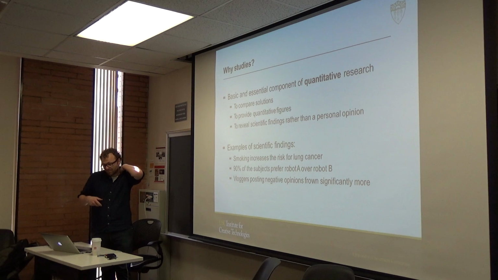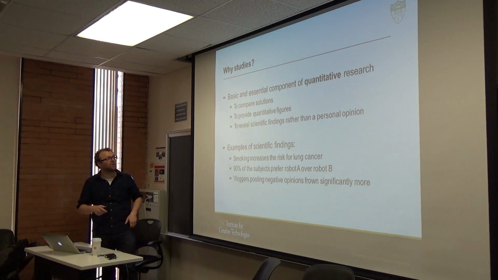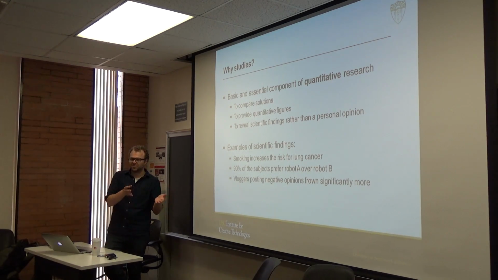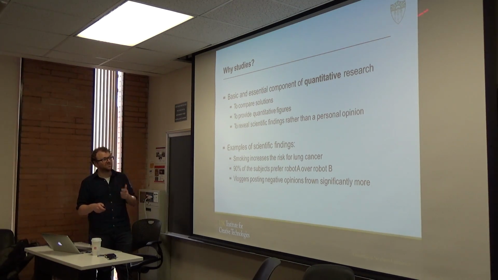So you want to compare different types of approaches and solutions. You want to provide quantitative figures, like saying individuals preferred this product over that product, and you want to assign certain numbers to that. You don't just want to say, oh well, that person said it's great, but that person said the other product is good, so they prefer that one. So you don't want to compare qualitative differences, but you want to quantify what you observe. And you want to reveal scientific findings rather than personal opinions.